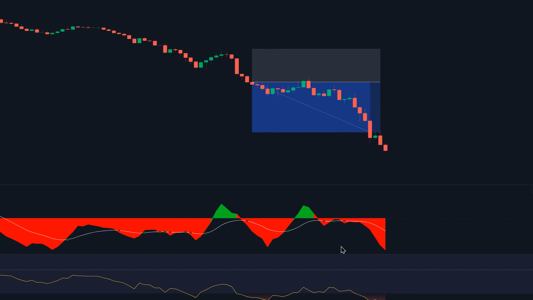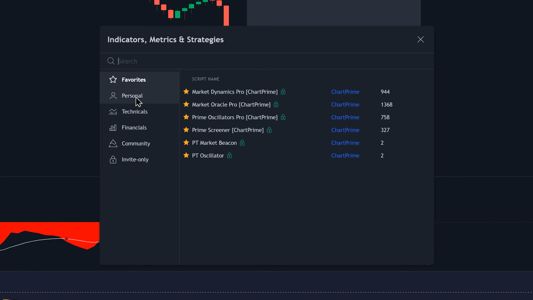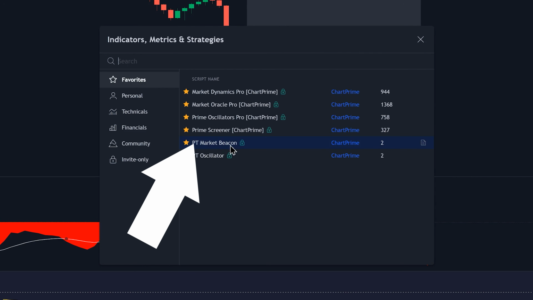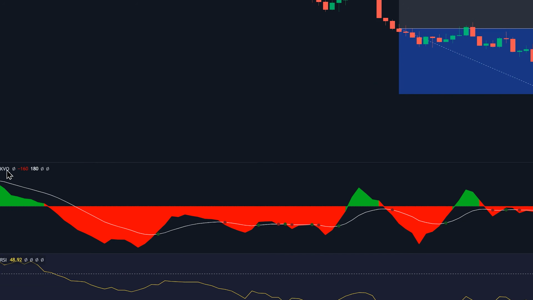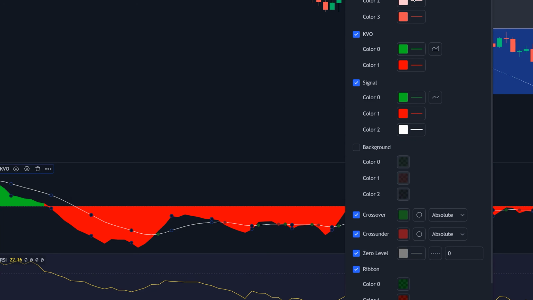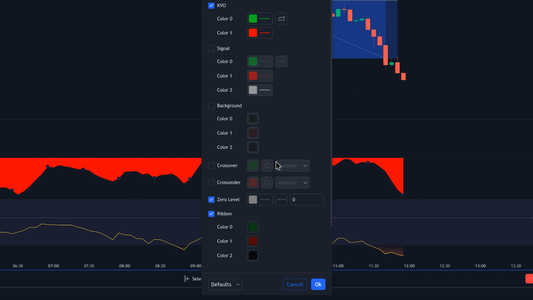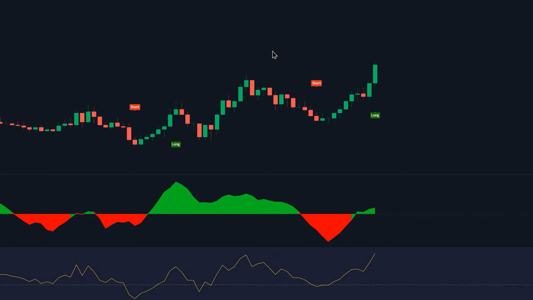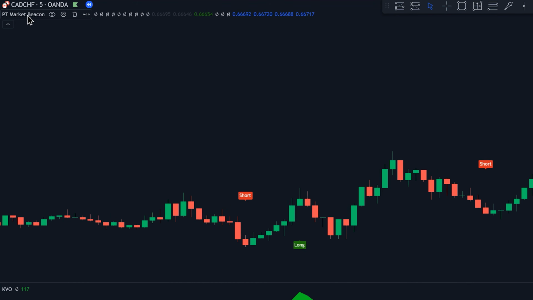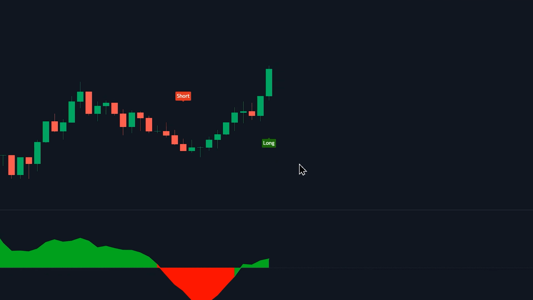A second way of trading with it would be to add our own custom indicator called the PineTrades Market Beacon. Then double-click on the Klinger Volume Oscillator, disable the signal line, and the 2 crossover signals. After that, click OK. So the conditions for taking trades with these 2 indicators, in addition to the PineTrades Market Beacon, is like this.